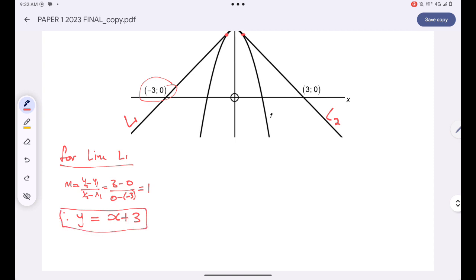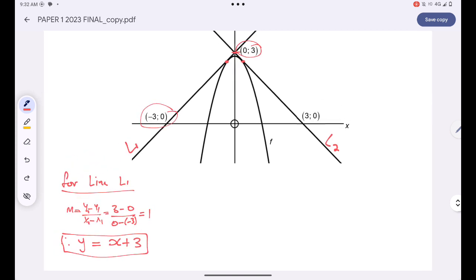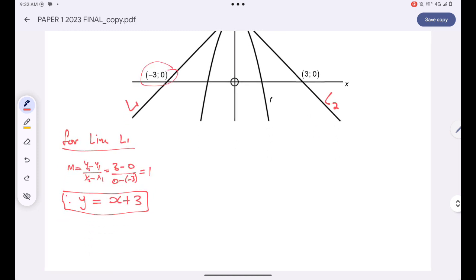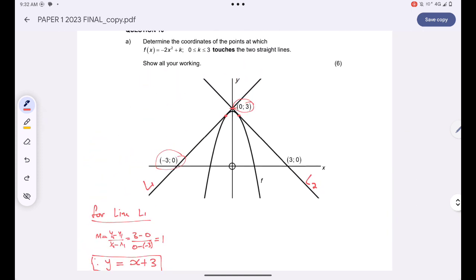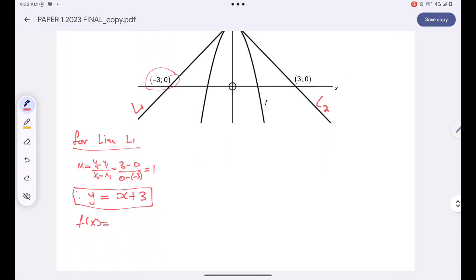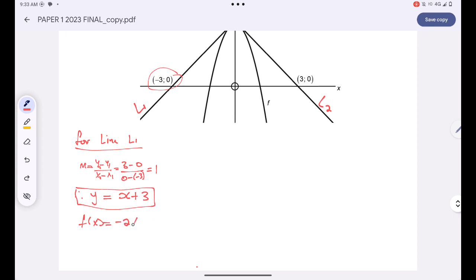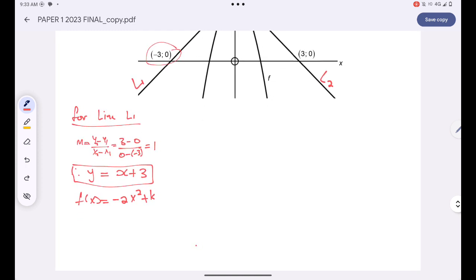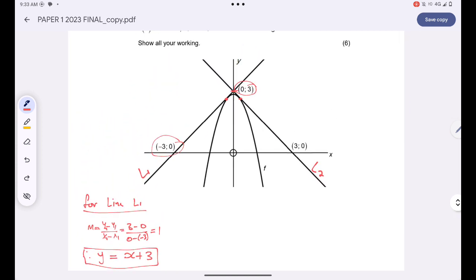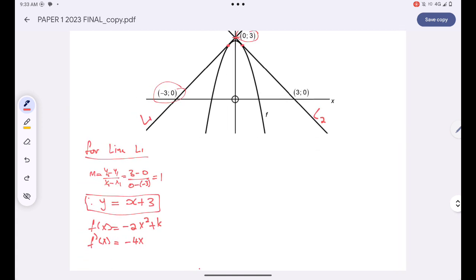Okay, now let's go and find the coordinates at which this line y equals x plus 3 is a tangent to the curve. Remember that, guys, the derivative of a curve is always equal to the gradient of a tangent to the curve at a specific point. Are you together? So if I say f prime of x, this will be equal to negative 4x. Are you together? That means the gradient of the tangent at a specific x value is just equal to 1.